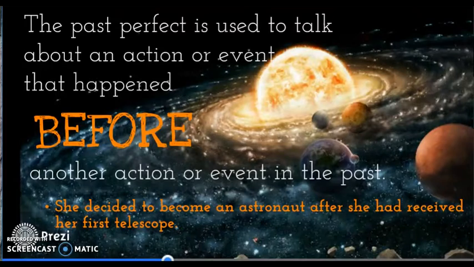The past perfect is used to talk about an event or action that happened before another action or event in the past. For example, she decided to become an astronaut after she had received her first telescope. In this example, receiving her first telescope happened before she became an astronaut.